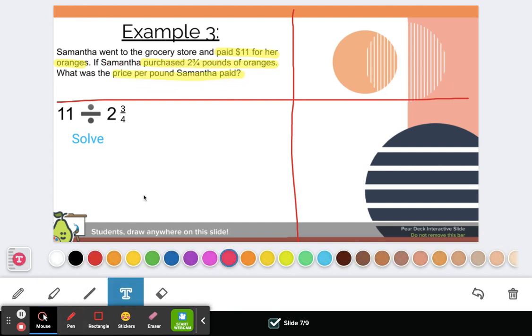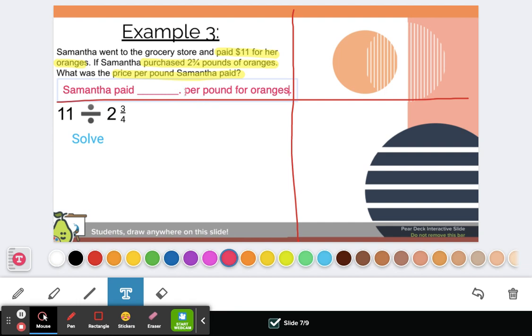So remember, we need to write our sentence. And our sentence is: Samantha paid blank per pound for oranges. Blank per pound for oranges.